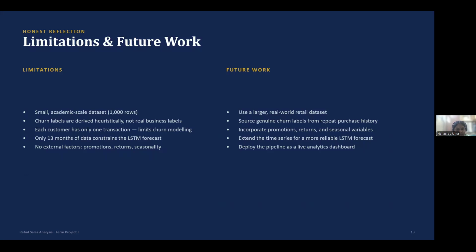To summarize, this project builds a full pipeline: PostgreSQL storage, data cleaning, exploratory data analysis, customer feature engineering, a churn classifier, and an LSTM sales forecaster. The biggest technical takeaway for me was less about the models themselves and more about how much the quality of a label matters. The churn result taught me that a perfect-looking metric can hide a real problem in how the label was constructed.